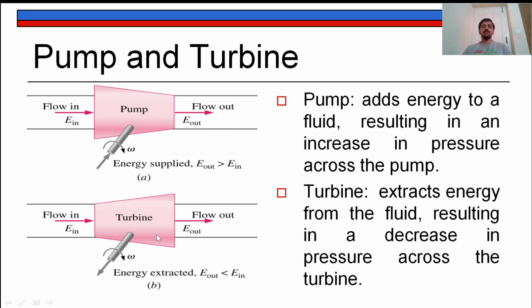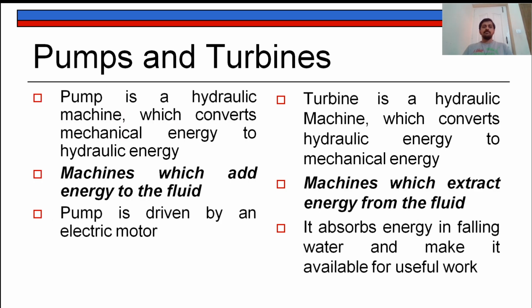So this is the difference. We are getting work output from the turbine. We are giving work to the fluid via the pump. Now both are hydraulic devices. A pump is a device which converts mechanical energy to hydraulic energy, but a turbine is a device which converts hydraulic energy to mechanical energy. A pump adds energy to the fluid. A turbine extracts energy from the fluid.